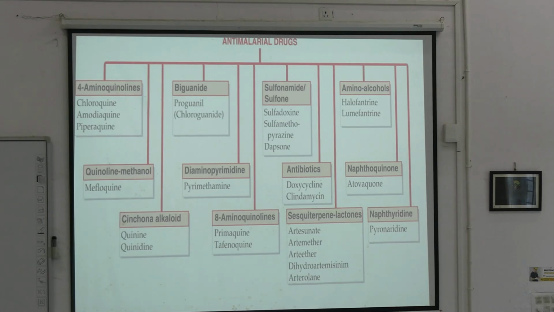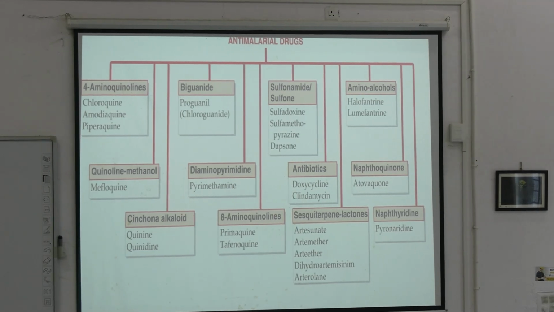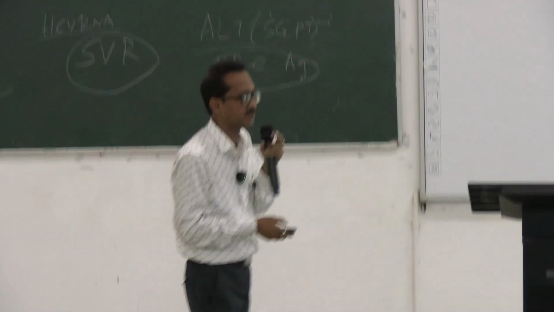For vivax malaria, where the area is chloroquine sensitive or there is no history of chloroquine resistance in the endemic area, you should give chloroquine along with primaquine. Primaquine is to be given after a G6PD test, because if G6PD is low, the patient may have severe hemolysis. So that is the treatment.